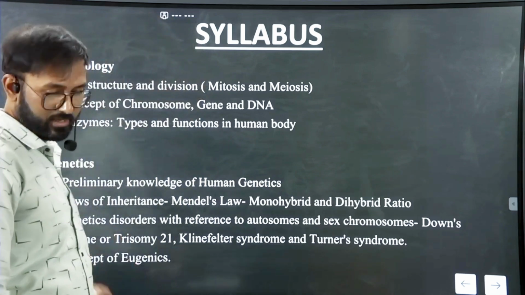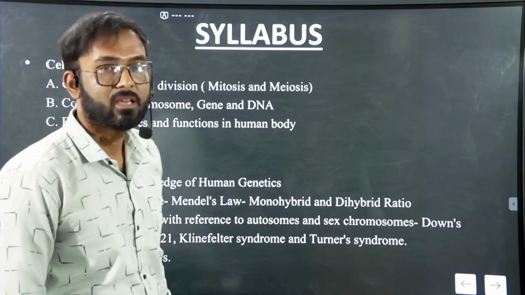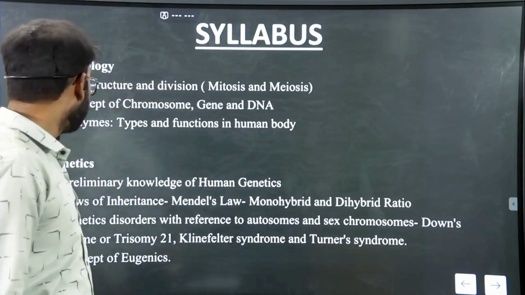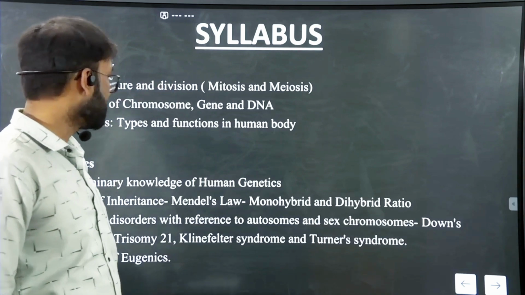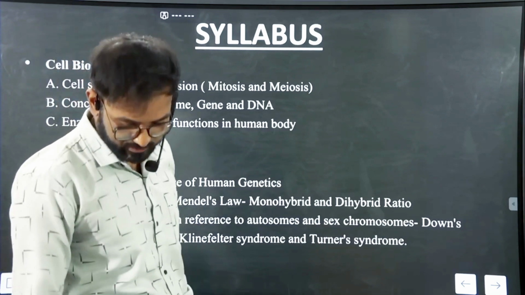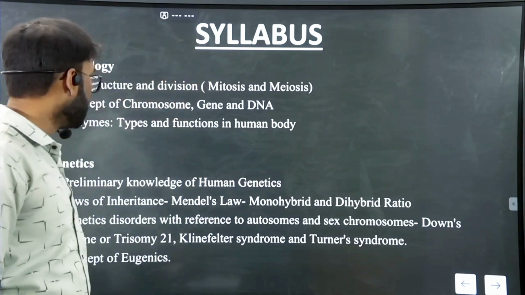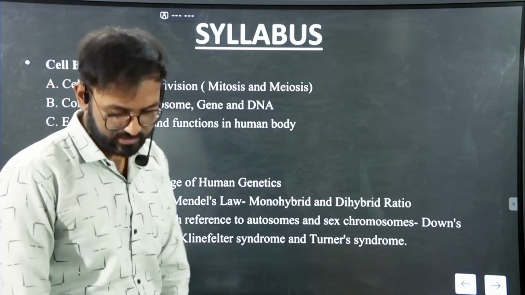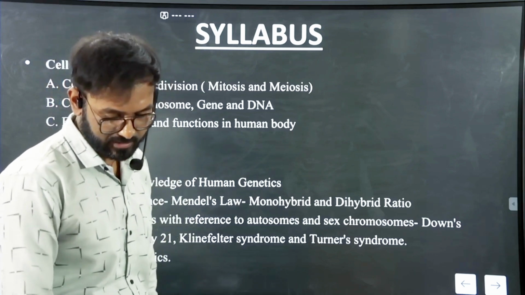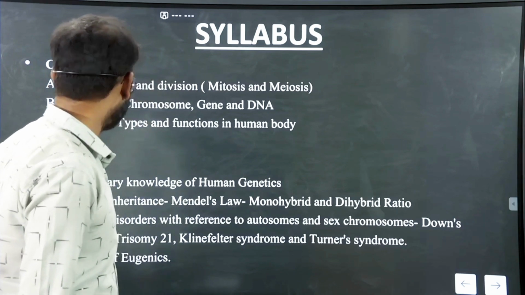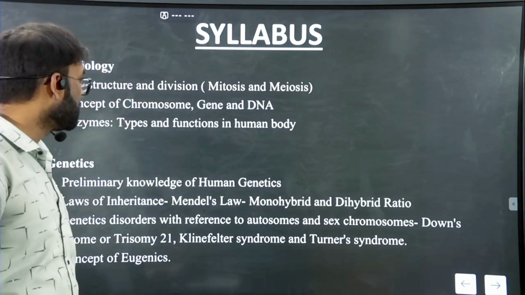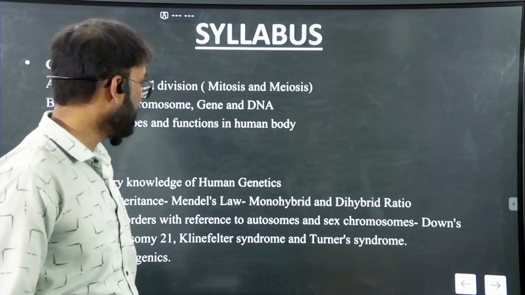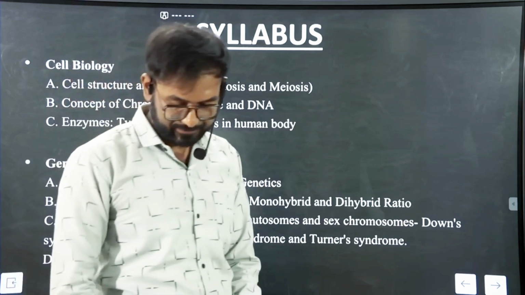And number 2, unit 2 is genetics. In genetics, we have to study the preliminary knowledge of human genetics and the laws of inheritance, that is Mendel's law, which was in the old syllabus also. Mendel's law means monohybrid and dihybrid ratio. Then genetic disorders, meaning disorders related to the human body. We will also study genetic disorders with reference to autosomes and sex chromosomes: Down syndrome or trisomy 21, Klinefelter syndrome and Turner syndrome, and the concept of eugenics.